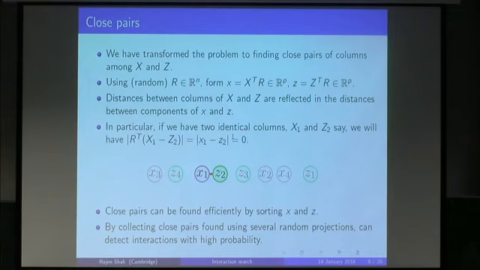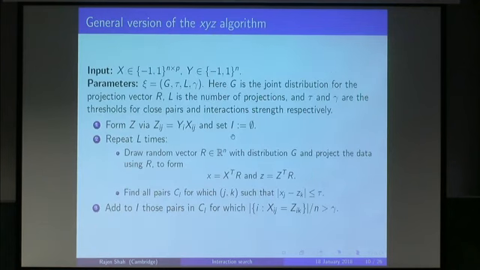And of course, if a column of the X matrix and a column of the Z matrix were so close that they were actually identical, then the projected points are still going to be identical. Our strategy is to use multiple random projections and collect together all the close pairs that we find using this approach, and then hopefully we'll retain the strong interactions that are present in X and Z with high probability.